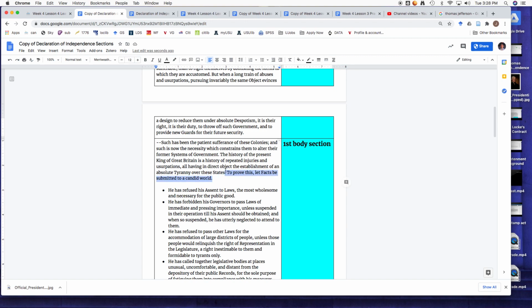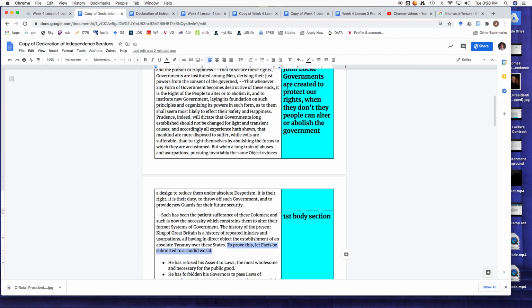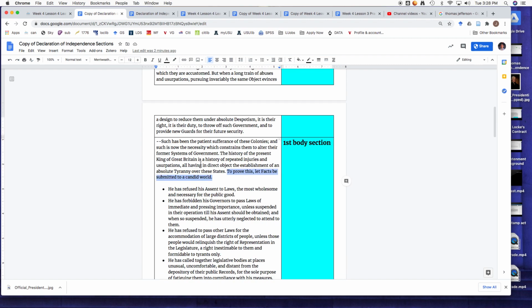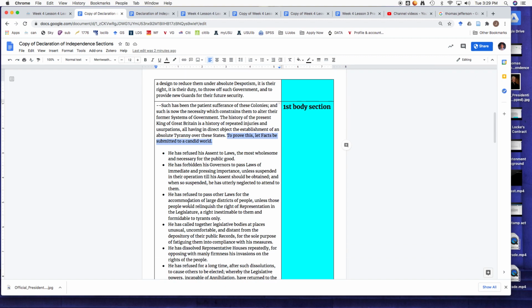Candid means honest. So during the Enlightenment, there was this big emphasis on evidence, on science. The scientific method exists at this time, and people believe that things had to be proven through evidence. And this is what Thomas Jefferson's doing. He's saying, okay, so we've got the theory here that governments are supposed to protect your rights. And when they don't, you can overthrow them. Now we're going to prove to you that the government is not protecting our rights.